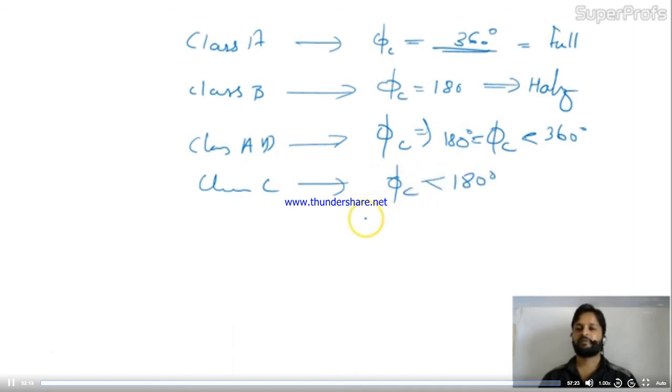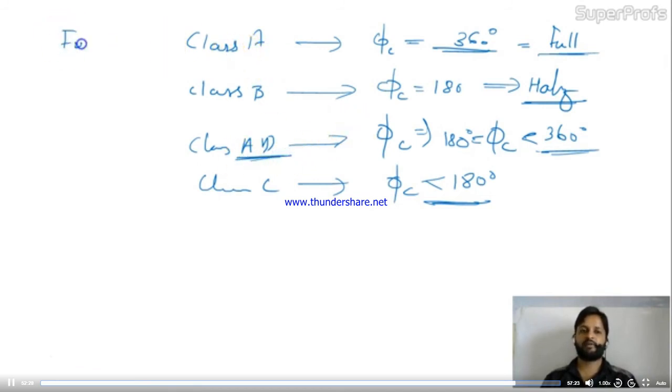If I talk about distortion, it is very high in C, then B, then AB, then class A amplifier. Okay, AB is the stage between A and B. So suppose in this we are getting the full. In the AB we'll get 2/3 of full. In B we'll get half. And in C we'll get below half.